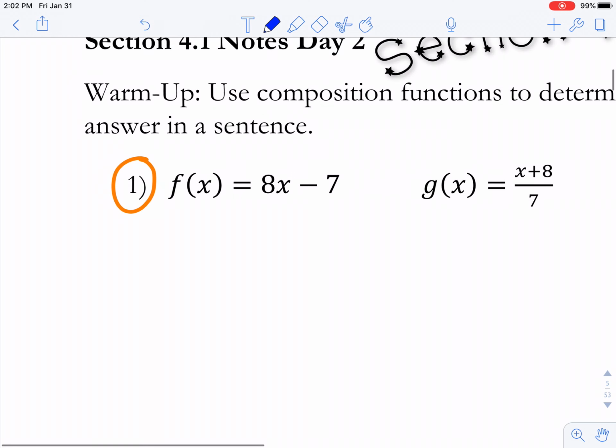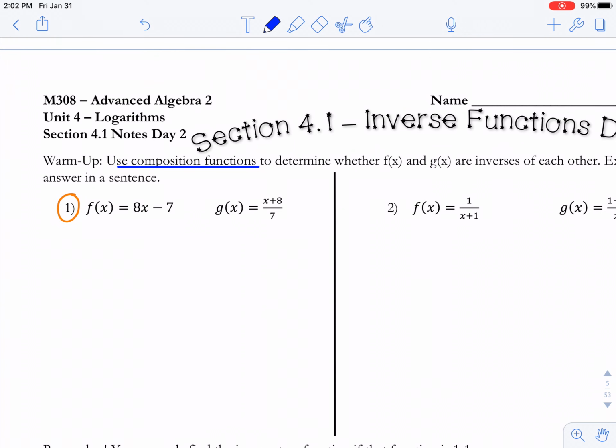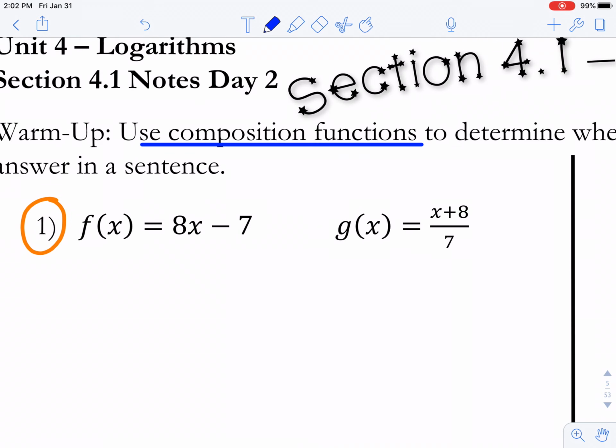So what we talked about yesterday was using composition functions to determine whether two functions are inverses of each other. So this is when I'm given two separate functions and the question is, are they inverses, yes or no? In order to determine that, we're going to do f of g of x to start, and we want the answer to simplify to an x.